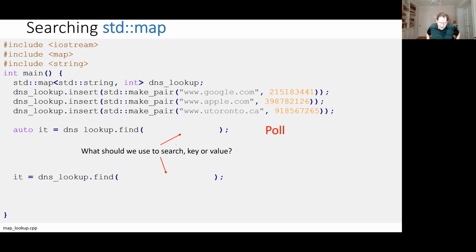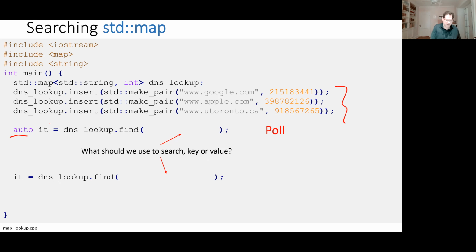Okay, so now I'm just using the short form of how I build up my binary search tree. So I've declared my binary search tree. I'm inserting 3 things in it: Google, Apple, and University of Toronto with their IP addresses. And now I want to actually go and look up names. So I'm using auto again.